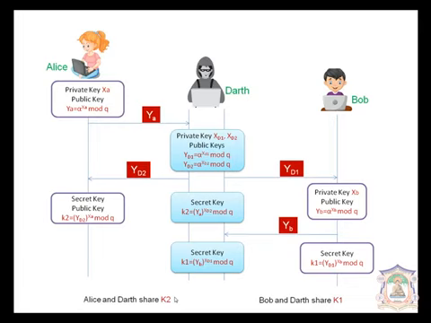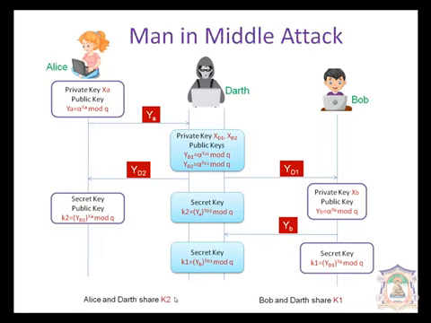And this sort of hacking, or the challenge to Diffie-Hellman key exchange, is called the man-in-the-middle attack. The problem here is if Alice would like to send a message, she will encrypt that message using the key K2 and transmit. In between, Death receives the data. Since he has the key K2, he can easily decrypt it and find what the message is.